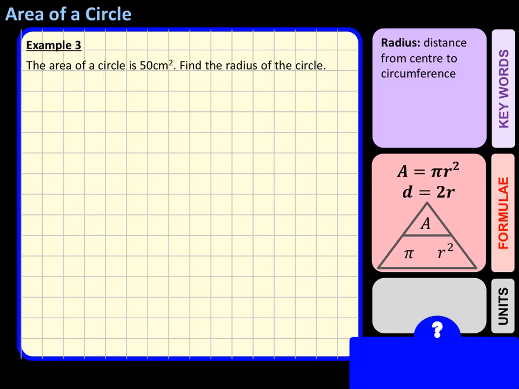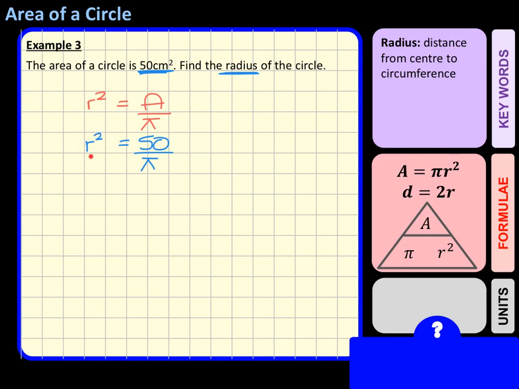Okay, so in example 3 here, we know that the area of the circle is 50 centimetres squared, and we're asked to find the radius. So this is the other way around to what we've done so far. If we're trying to find the radius, then we're looking at this part of the formula triangle, which is equal to the area divided by pi. So I'm going to write that out first. The radius squared is equal to the area over pi. We don't know the radius, that stays as radius squared. The area it tells us is 50, and that's over pi.